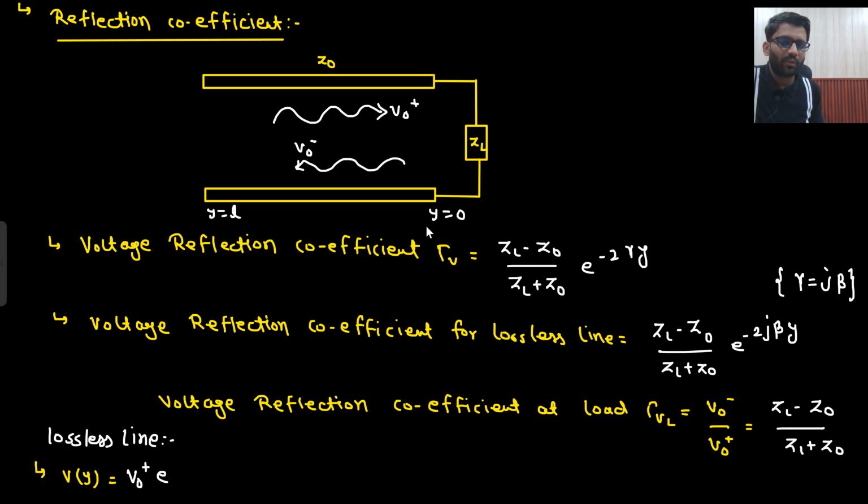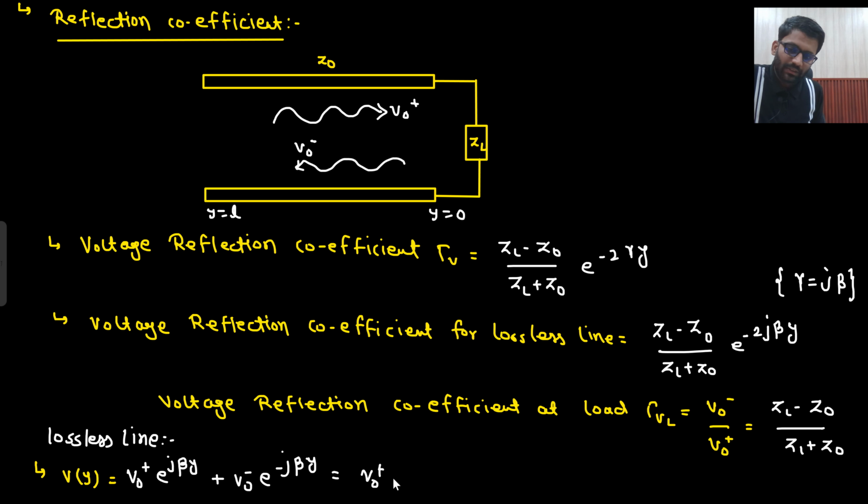So what was the equation? V0 plus, in which direction is it traveling? Negative y. So V0 plus e to the power gamma y. In place of gamma, what do you need to replace? J beta. So V0 plus e to the power J beta y plus V0 minus e to the power minus J beta y. What can V0 minus be replaced with? V0 minus can be replaced with gamma VL V0 plus.